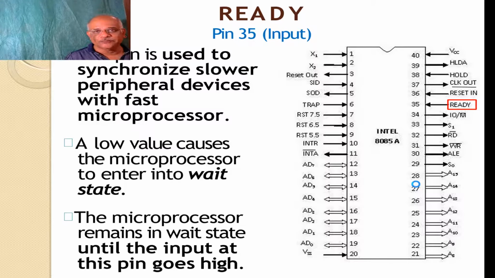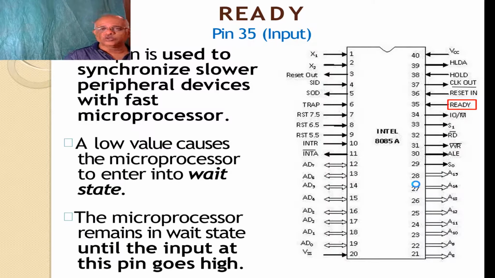Now we will shift our attention to pin number 35, which is used as the ready pin. This pin is used to synchronize slower peripheral devices with the fast microprocessor. A low value causes the microprocessor to enter into wait state. The microprocessor remains in the wait state until the input at this pin goes high. Remember, whenever the microprocessor receives the signal from this ready input, look at the direction of the arrow.